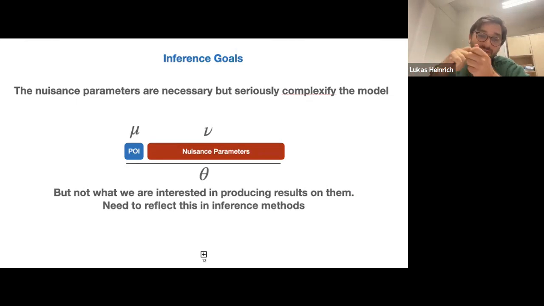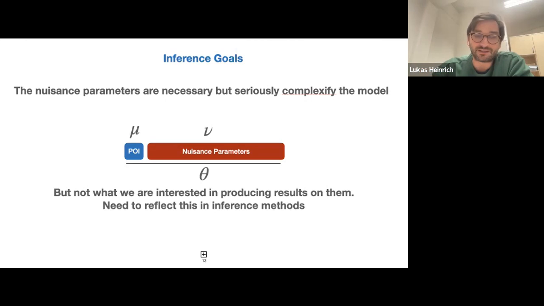And then we also need to adjust our inference methods in a way that we can produce results that excise these nuisance parameters from the way that we present the results, because this is usually not something that people are interested in reading about. And so in a Bayesian point of view, for example, you would marginalize out those parameters, and I'll talk about what we do in a frequentist sense.